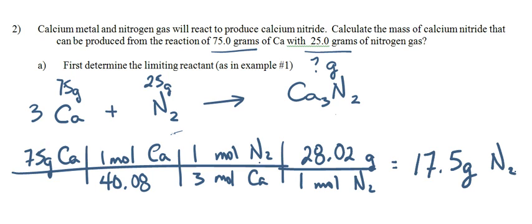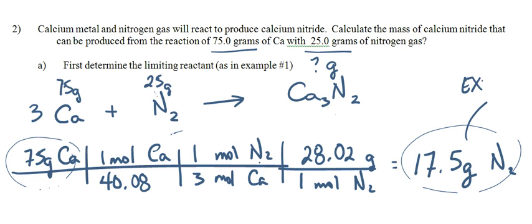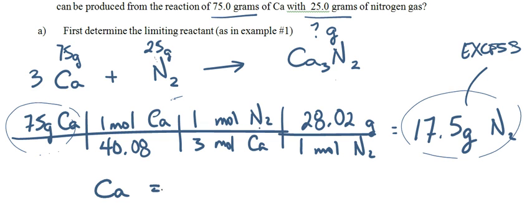All right, so let's look at this. Who's my limiting reactant? Is it my calcium or is it my nitrogen? Okay, and again, I highly recommend that you talk yourself through this. If I were to use all 75 grams of calcium, I would need at least 17.5 grams of nitrogen. How much nitrogen do I have? I have more than I need. So my nitrogen is in excess. So that means calcium is my limiting reactant. Okay? Calcium is my limiting reactant. Again, if I were to use all 75 grams of calcium, I would only need 17.5 grams of nitrogen. I have 25. That's more than I need.